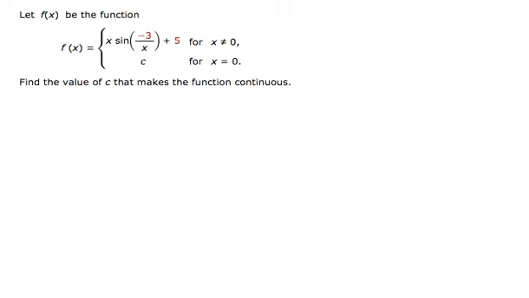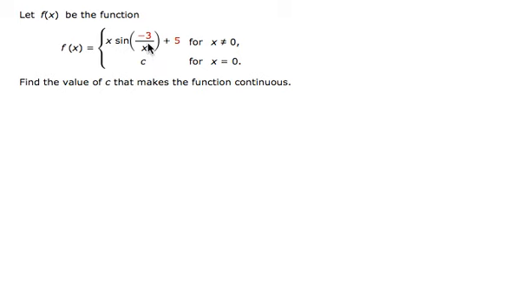All right, then we have the function f of x as a piecewise function. It's defined by x times sine of negative 3 over x plus 5 for all x except 0, so for x not equal to 0. And then right at 0, f is defined by some constant that we're trying to determine so that f of x will be continuous everywhere.